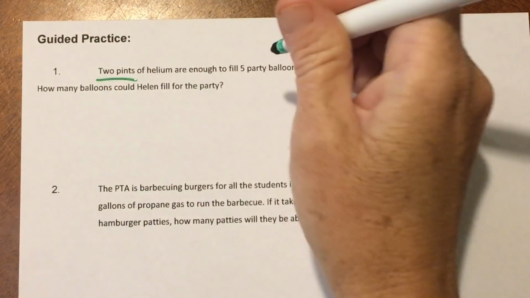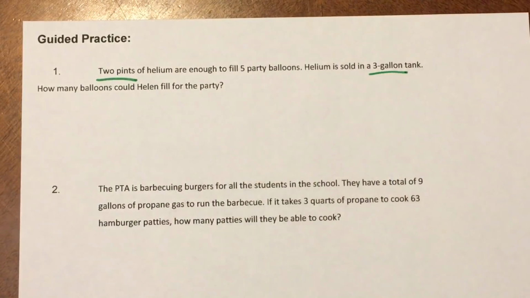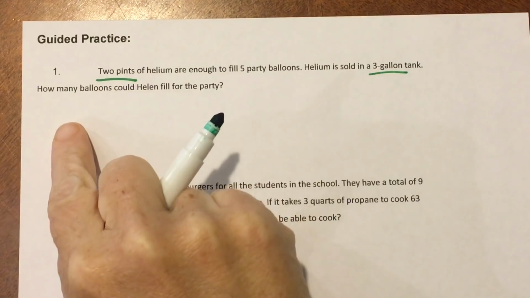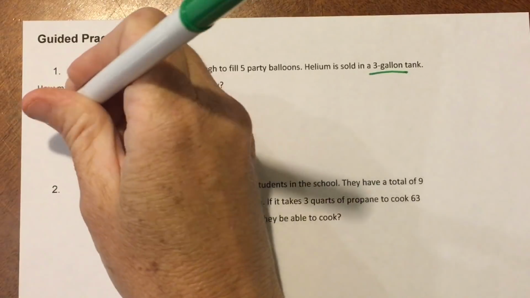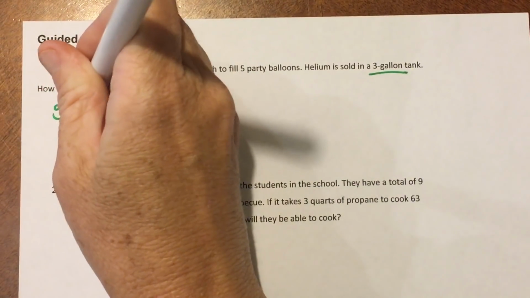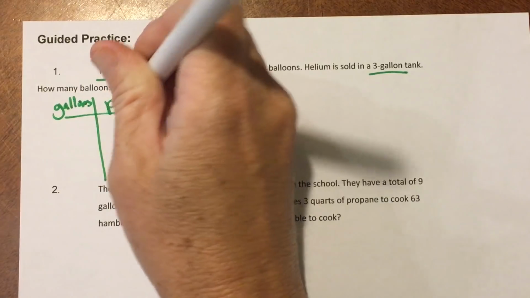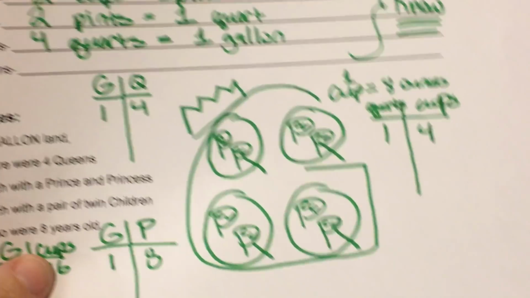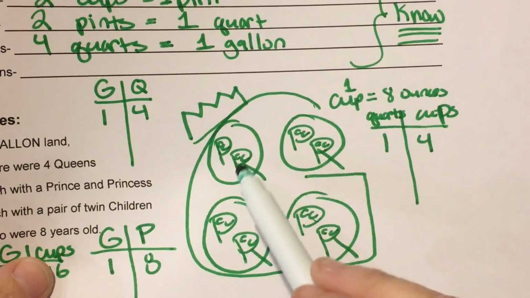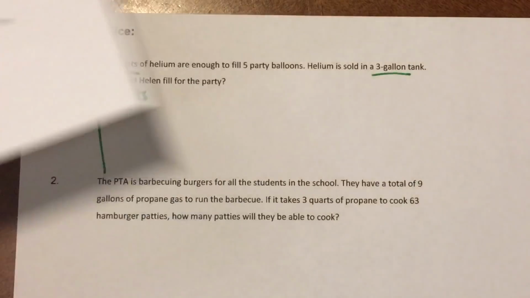So let's underline our measurements. Okay, and I notice right away that it's not metric system, because metric is meters, liters, and grams. So it's US. I also notice the question wants to know how many balloons she fills, so I can choose either one. Okay, so we need to make a table with gallons and pints. Okay, and if I look here, what do I know about gallons and pints? Well, 1 gallon has 1, 2, 3, 4, 5, 6, 7, 8 pints.